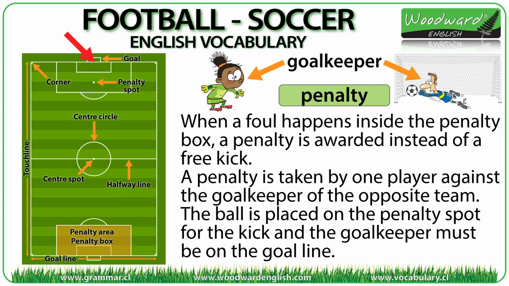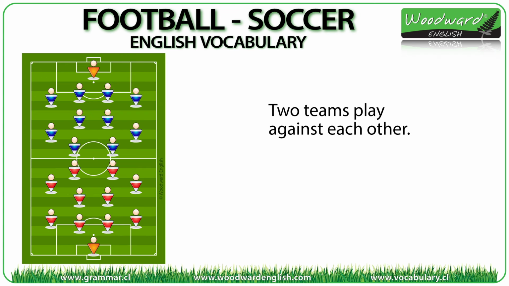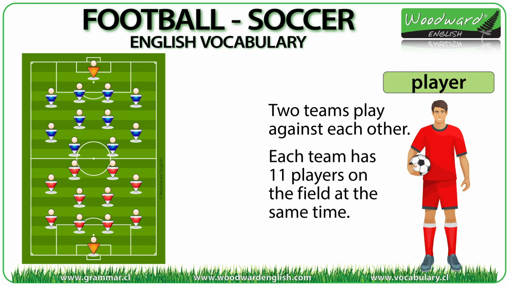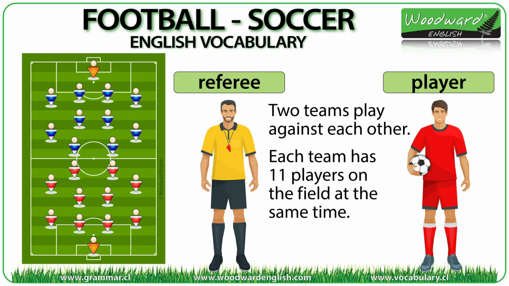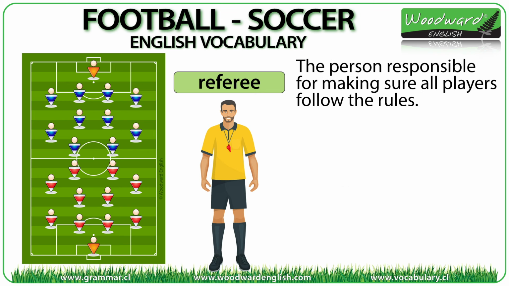Let's look at some of the people involved in a game of football. Two teams play against each other. Each football team consists of 11 players on the field at the same time. There is also a referee on the pitch that wears a different color from everyone else. The referee is the person responsible for making sure all players follow the rules.